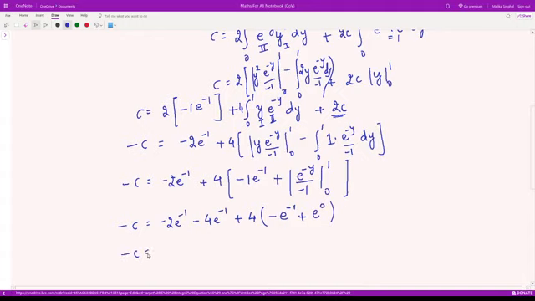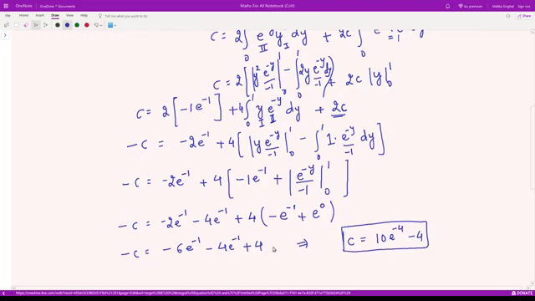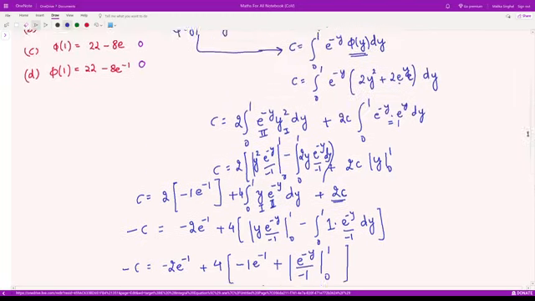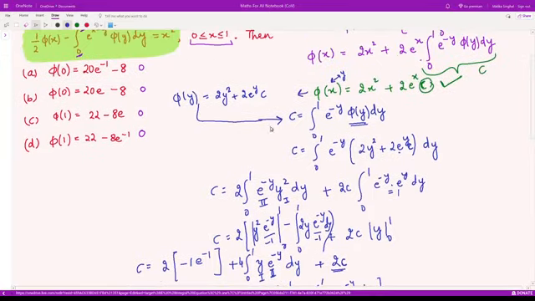So minus c is equal to, this would be minus 6 e to the power minus 1, and it would be minus 4 e to the power minus 1 plus 4. So ultimately c is equal to 10 e to the power minus 1 minus 4. So this would be our c. Let us substitute the c back into our integral equation, not into the integral equation but into this value of phi, right?